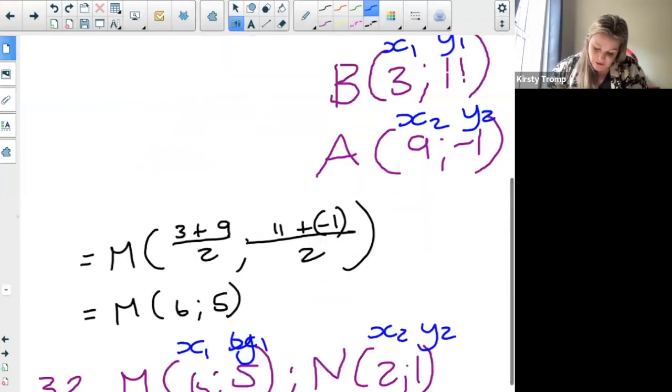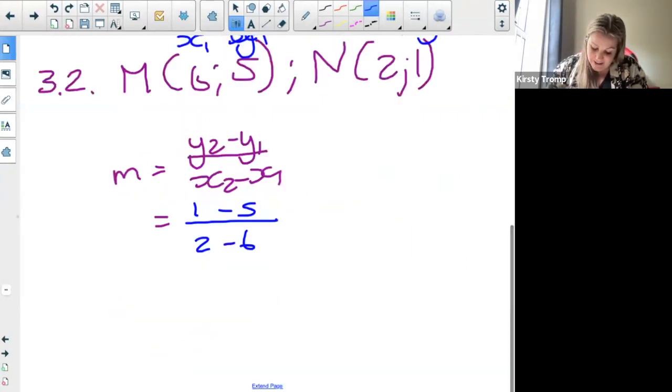Continuing. All right, so what did you get for the gradient? What do you get, guys? 1, good. So you get -4 over -4, which gives you 1.